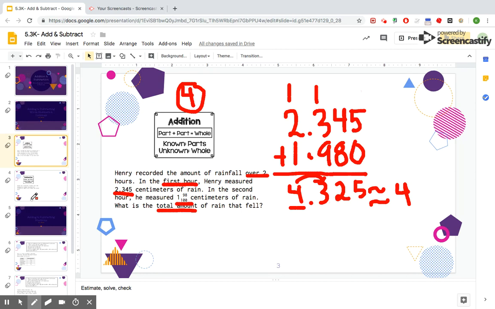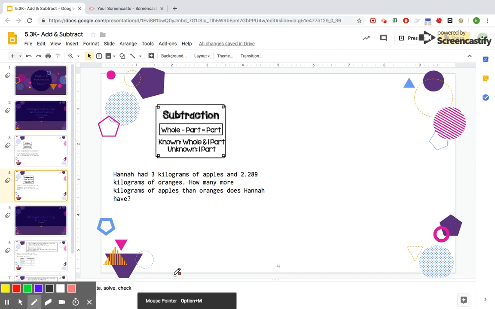Let's try a subtraction problem. So if you'll remember earlier in the year, subtraction problems are problems that give us the whole and give us a part, and we are asked to find a missing part. So let's check out this problem here. Hannah has 3 kilograms of apples and 2 and 289 thousandths kilograms of oranges. How many more kilograms of apples than oranges does Hannah have?